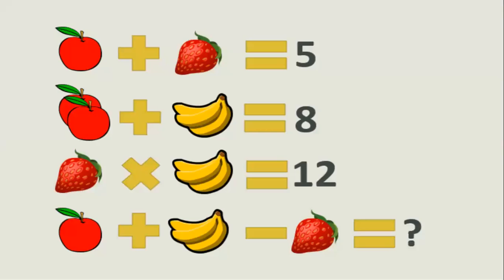Now, we all like to solve these kinds of questions that we often get on different social media platforms. Isn't it? An apple plus a strawberry is equal to 5. Two apples plus three bananas is equal to 8, and so on, as you could see on the screen. And then we are asked to figure out what will be the value of apples, strawberries, and bananas over here.